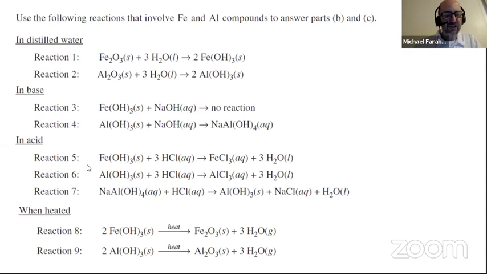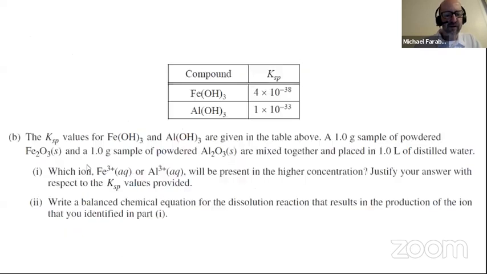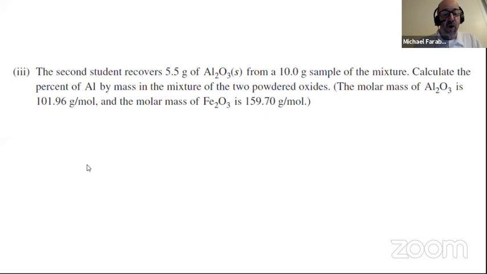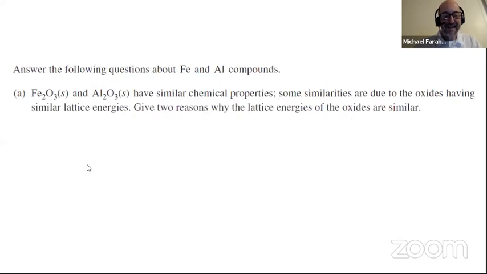They give you many different reactions here on this page. It says use the following reactions that involve iron and aluminum compounds to answer parts B and C. So here is part B. So it's got 2 subparts, and this is part C. And there are parts 1, 2, and 3 in that. So again, at this point, pause the video, go ahead and solve that problem. And then when you're ready, you can go ahead and press play and check your answers. So I'm going to make the assumption that you have done that. And I'm now going to start going over part A.